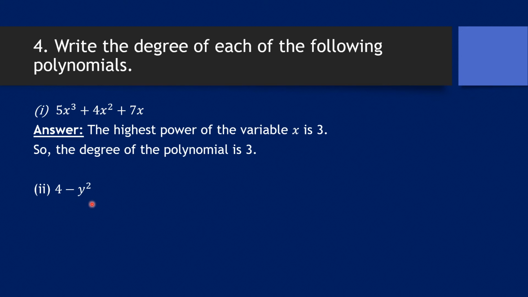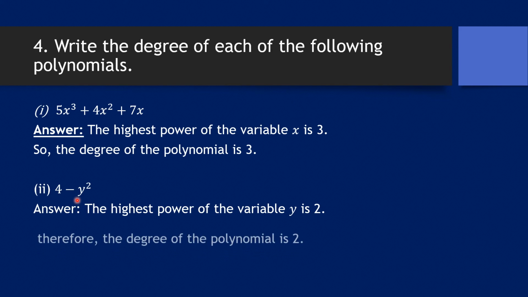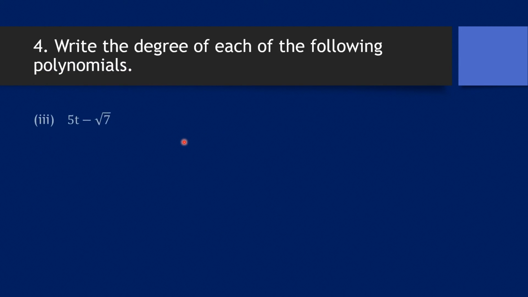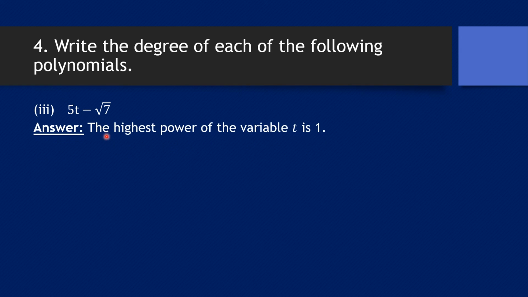Now in question number 2, you can see only one variable is there, y, and the power of that variable is 2. Therefore the degree of the polynomial is 2. Now let's do question number 3, that is 5t minus 7 root 7. The highest power of the variable t is 1, therefore the degree of this polynomial is 1.